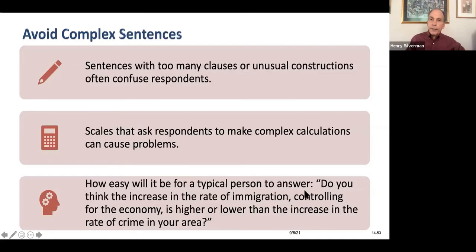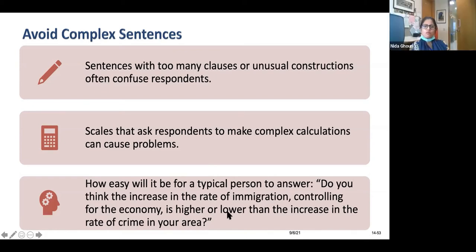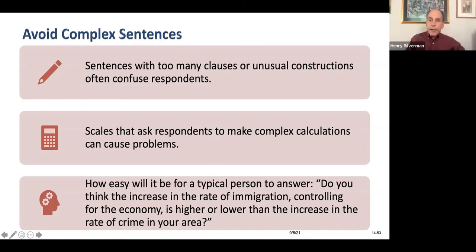And complex sentences: if you go to the bottom, how easy will it be for a typical person to answer? Do you think the increase in the rate of immigration controlling for the economy is higher or lower than the increase in the rate of crime in your area? A person would want to skip that question.